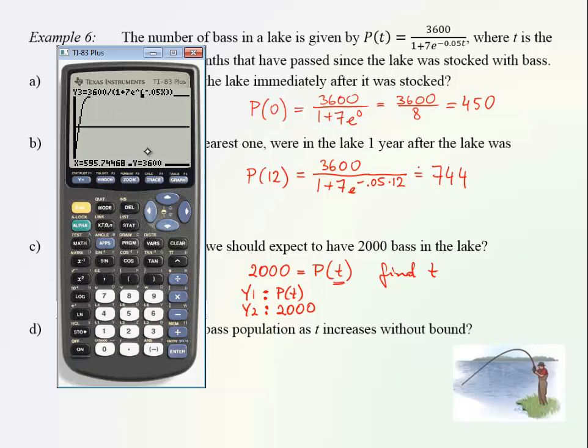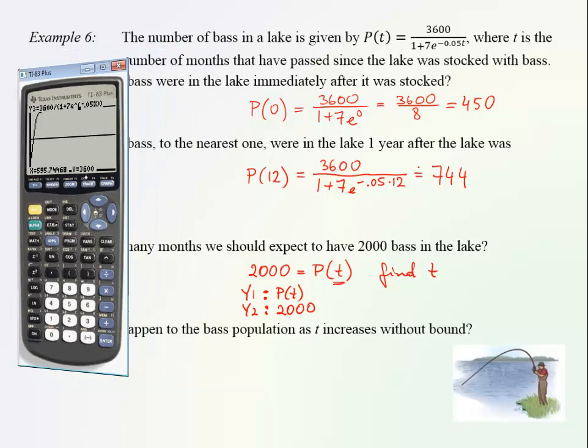The calculator gives us the rounded number, but it's never actually 3600, so it's always a tiny bit less than that. However, we're talking about fish, so you can't talk about part of a fish. We round to the nearest one. That's why we have 3600.